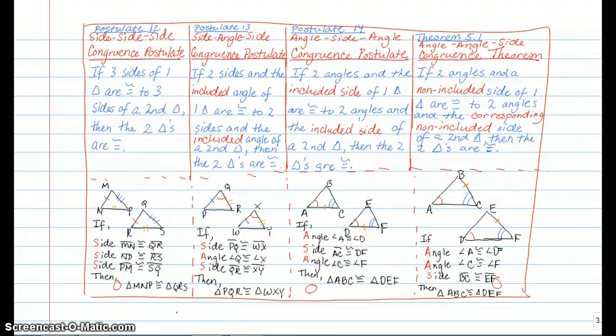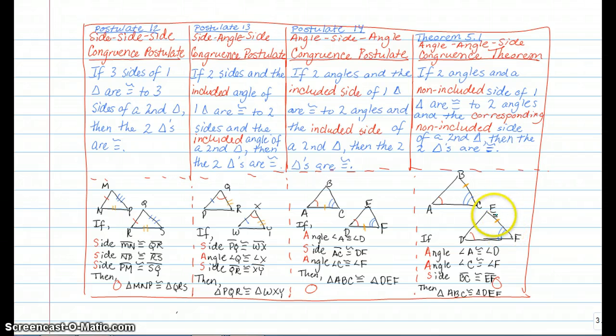Your picture for this theorem 5.1 is an ABC triangle and a DEF triangle. If angle A, so A and D, are corresponding angles and they're congruent, and angle C and F, okay, so there's a second angle, C and F are congruent, and then another non-included angle. So this one won't be in between. It's not going to be A and C, and it's not going to be D and F.